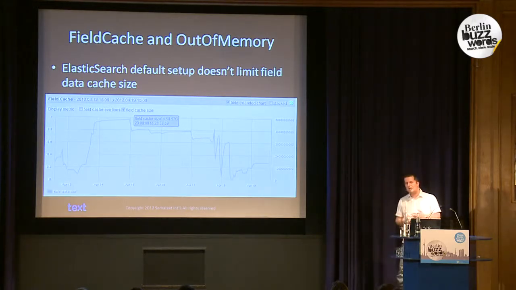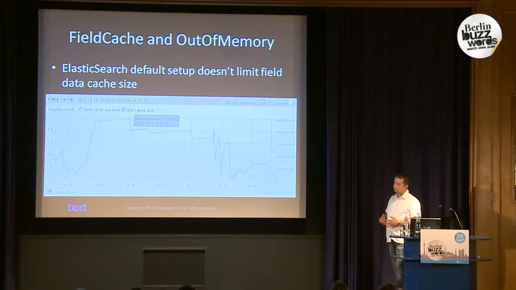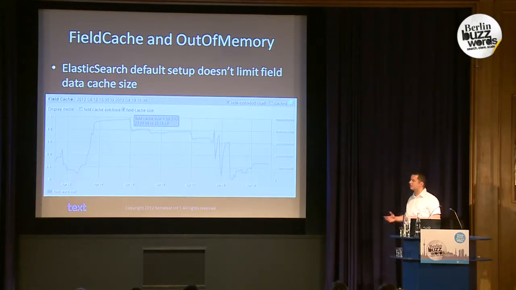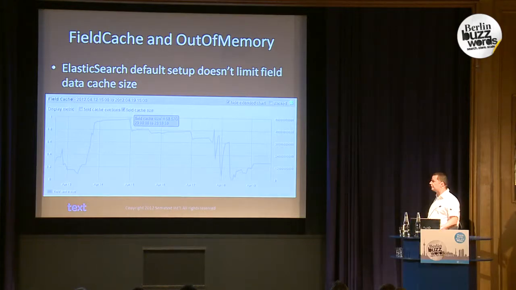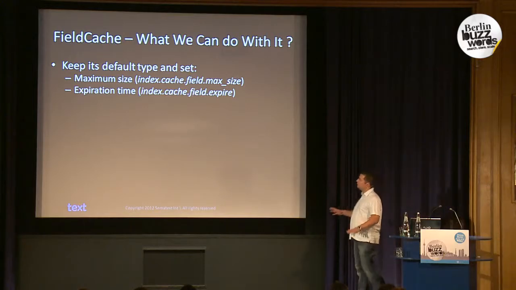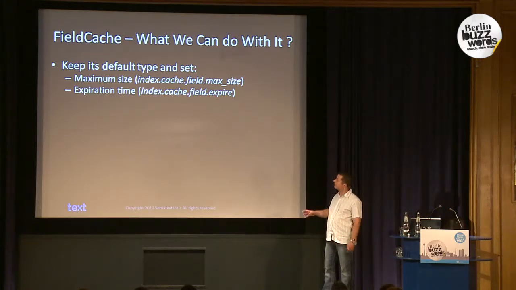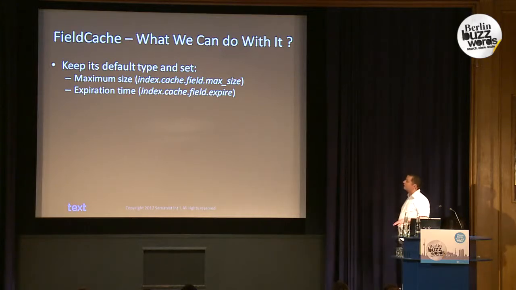The default size of the Elasticsearch field data cache is not restricted. The field data cache can be huge in Elasticsearch, so we decided to change it. What you can do with field data cache is keep its resident type and use a maximum size and expiration time with those properties.